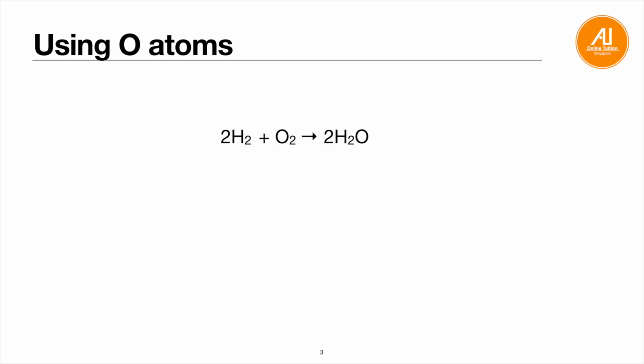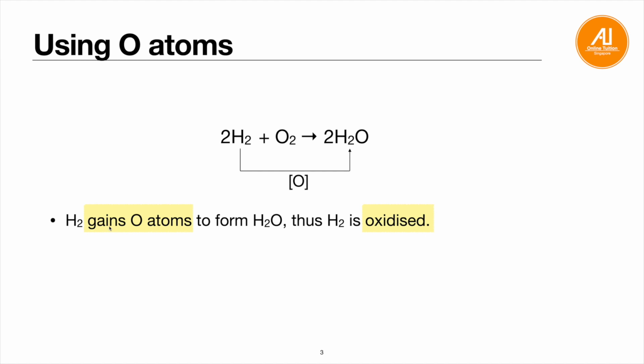For example, this equation: 2 hydrogen gas react with oxygen gas gives you 2 water. So if you see carefully, hydrogen gas actually gains 1 oxygen atom to get H2O. So you will say H2 gains oxygen atoms to form H2O. Thus, hydrogen gas is oxidized. So meaning if you gain oxygen atoms, you're oxidized.